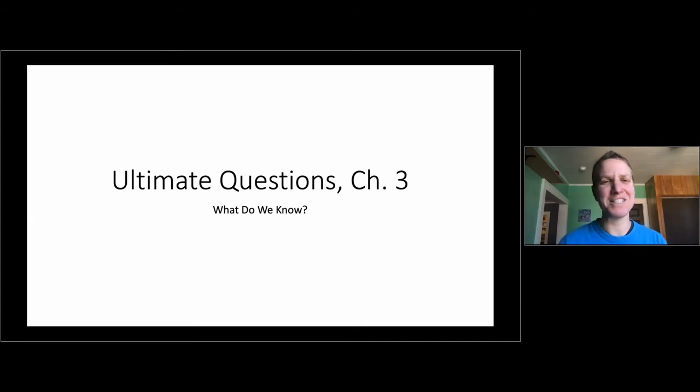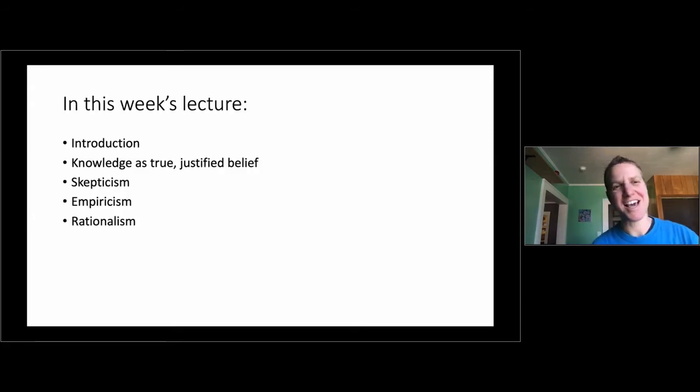This week we will be talking about Ultimate Questions Chapter 3, What Do We Know? Theories of Knowledge. Specifically, I'll start with an introduction. Then we will talk about the definition of knowledge as true justified belief. And then we'll look at three theories of knowledge: skepticism, empiricism, and rationalism.